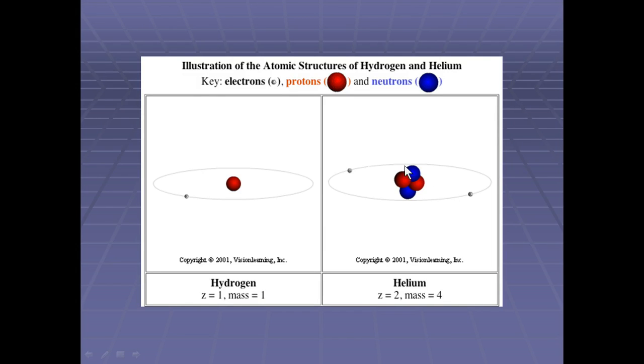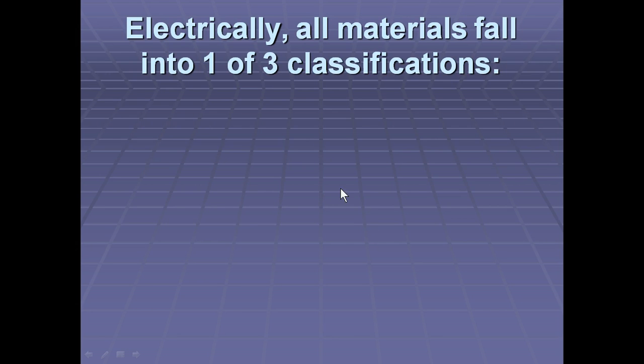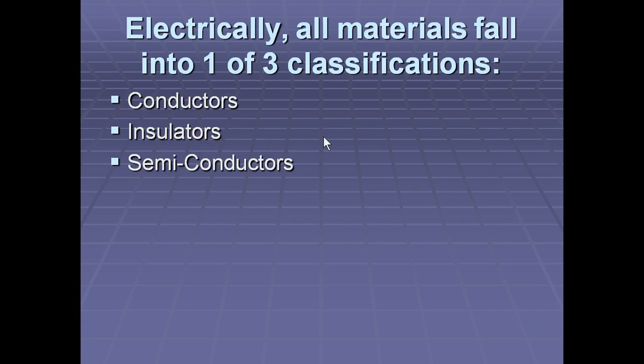Diagrammatically we can show them. This is the nucleus. It has protons inside, neutrons inside, and these are the electrons which are moving. This one is Z. Now electrically all materials fall into one of three classifications. So there are three basic classifications: conductors, insulators and semiconductors.